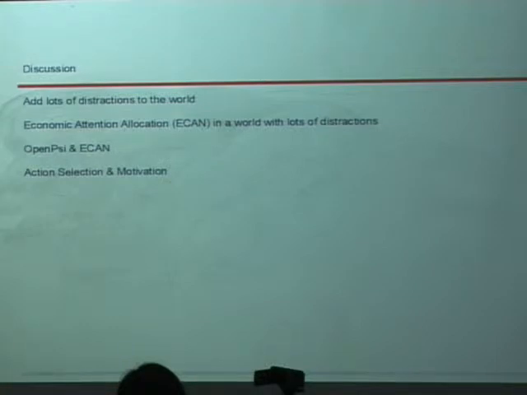And I'd also like to ask for more clarification and discussion around what is the dynamic between the OpenPsi system and the economic attention allocation system, because they both seem to be influencing the agent's goal nodes, which pump out short-term importance.